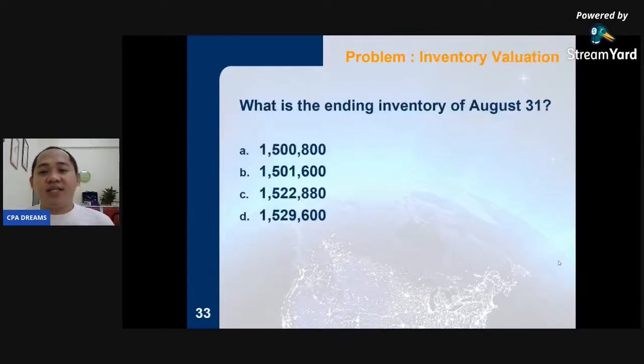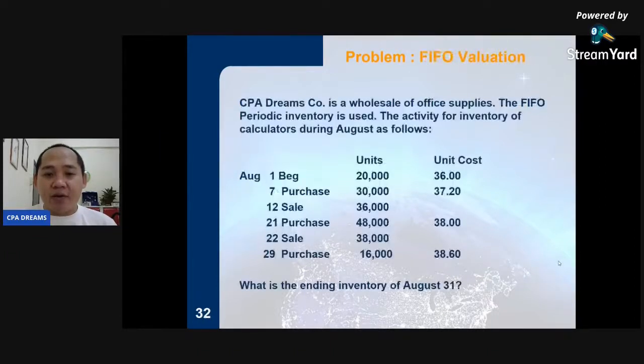So, ito yung choices. What is the ending inventory as of August 31? 1,500,800, 1,501,600, 1,522,880, and 1,529,600. O, ibalik ko. Ang dali lang yan. Okay? Actually, kahit hindi ko ipakita yung calculations, you can answer it. Madali lang yung binigay kong mga problems.